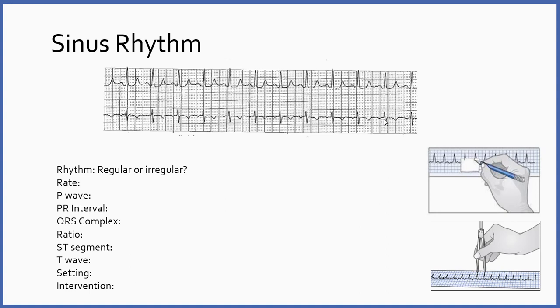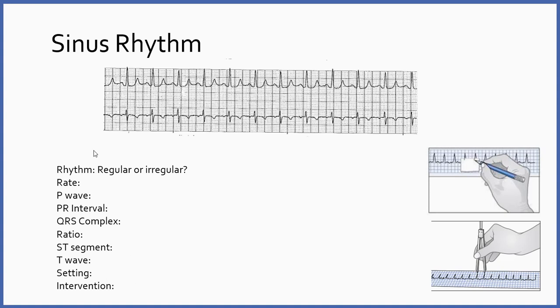Now, remember, this is only an estimate, but it's good enough. Remember that 60 to 100 is considered a normal rate range. Less than 60 is considered a bradycardia, and 100 or greater is considered a tachycardia. Now, you'll notice I didn't put sinus in front of that because we haven't determined that yet.